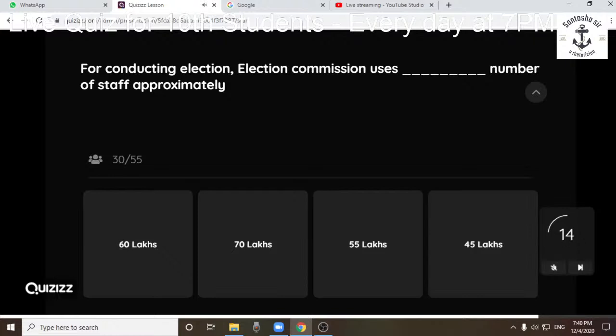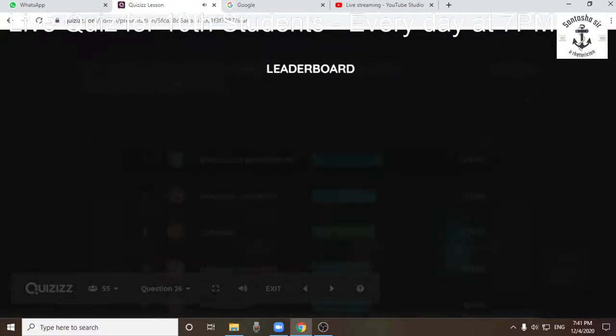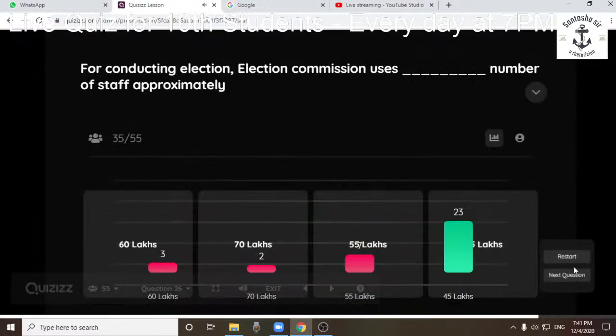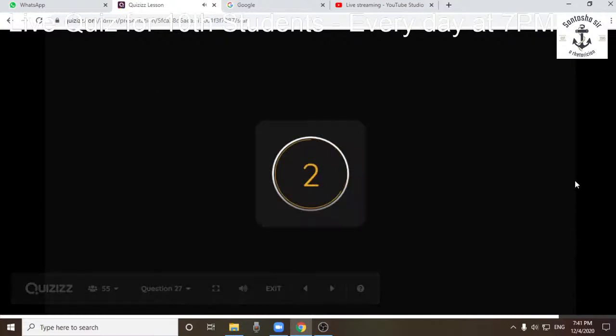Seconds more. 10 seconds more. 5, 4, 3, 2, 1. Time's up. Let's check the scores. Okay, we have Bashita on the top, followed by Varshit, Jahnavi, Anirudh, Manaswita, Lakshmi. 23 members made it right. Moving on to the next question.